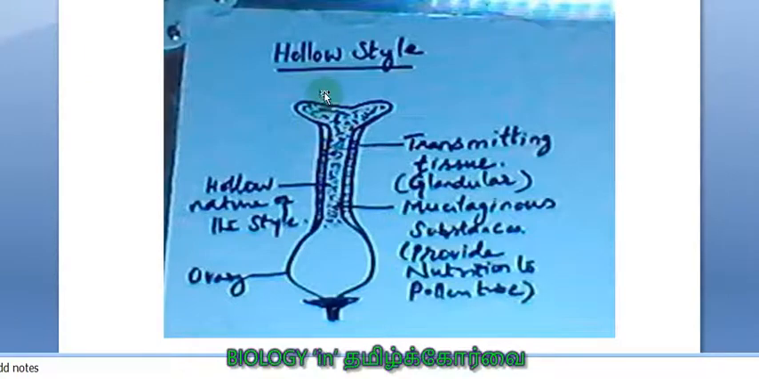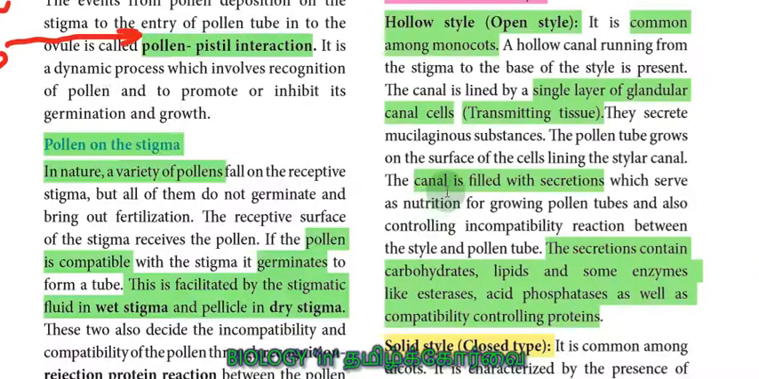The pollen tube utilizes the nutrients present in the mucilaginous substance. So this type of style is called hollow style, where the inner space is empty and not occupied by any cell. They secrete a mucilaginous substance. The pollen tube grows on the surface of the cells lining the stylar canal. The canal is filled with secretions.